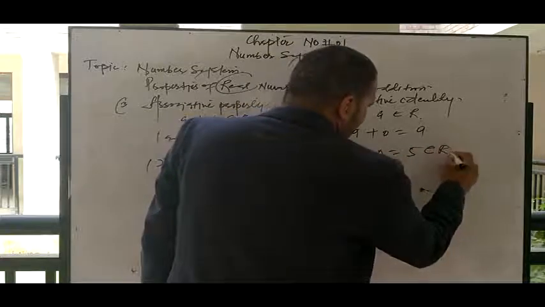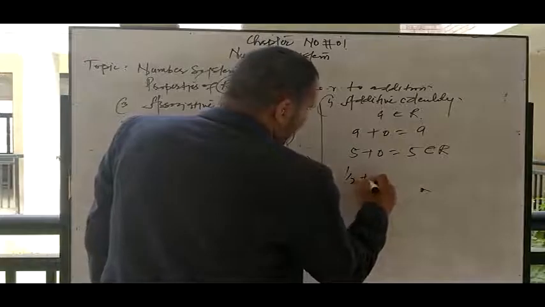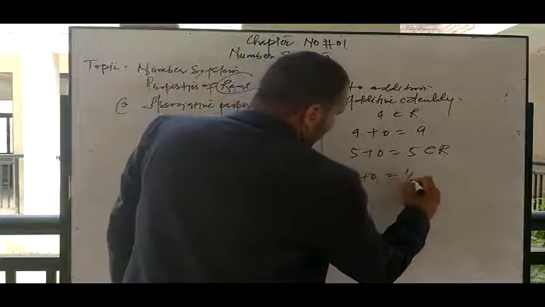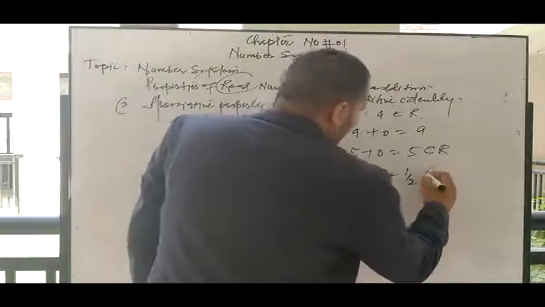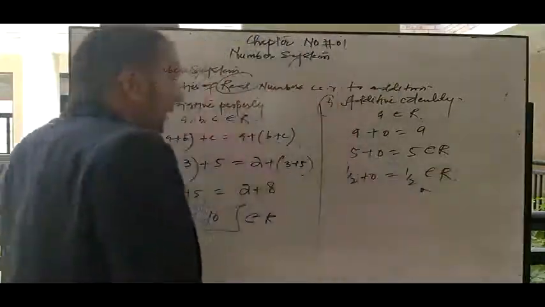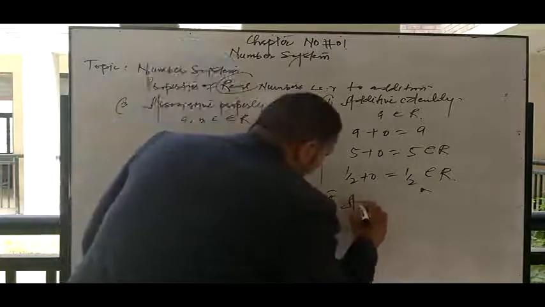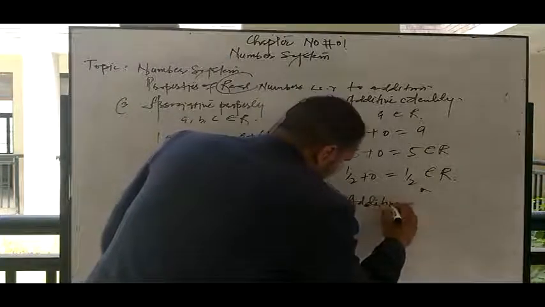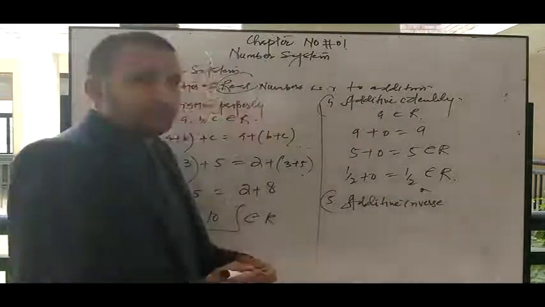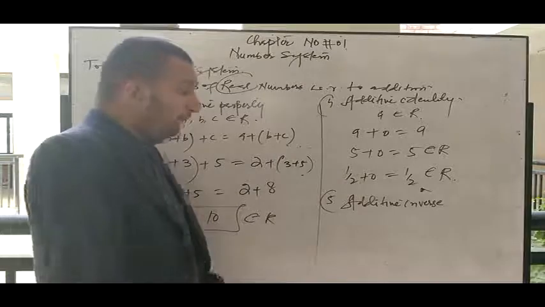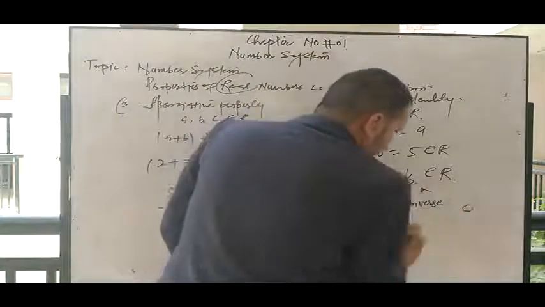5 belongs to the real numbers. And another example of a rational number: 1 upon 2 plus 0 is equal to 1 upon 2, the same. Because 0 does not change the value, any value belonging to the real numbers stays the same. And the fifth property is additive inverse. Additive inverse means the opposite of addition, meaning the answer of the statement is equal to 0.